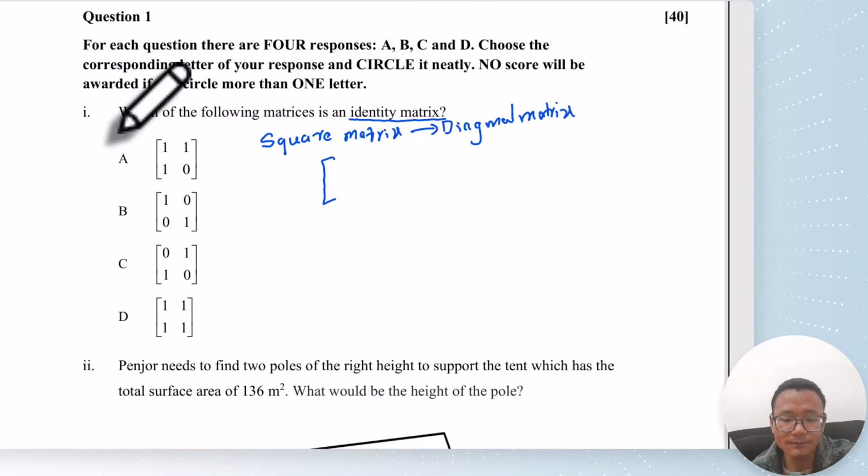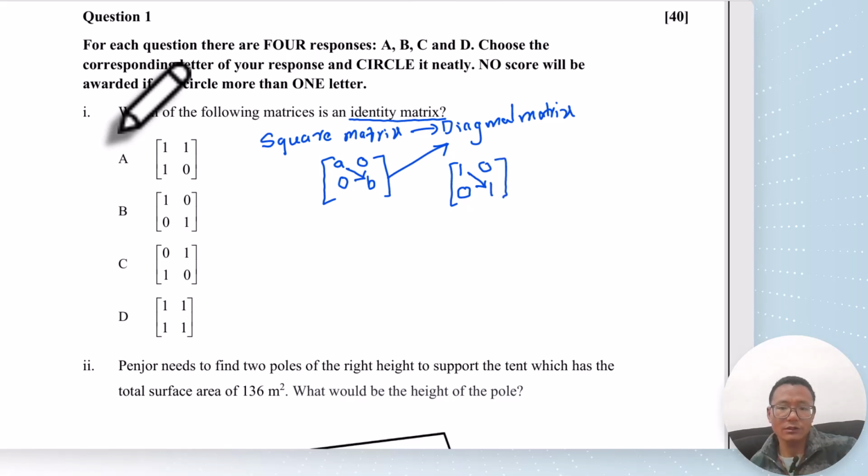For example, in a general representation, the first element is a, then the next is zero, then zero, and a again on the diagonal. So this is called a diagonal matrix. Now the identity matrix is a diagonal matrix in which the first element should be 1, the other elements are 0, and the diagonal elements are all 1. So this is called an identity matrix.